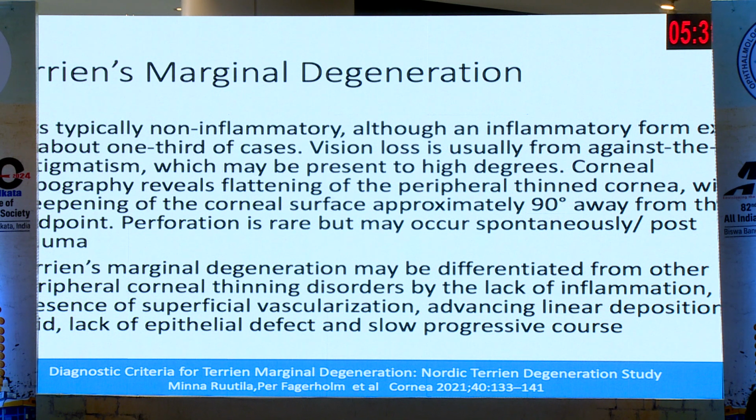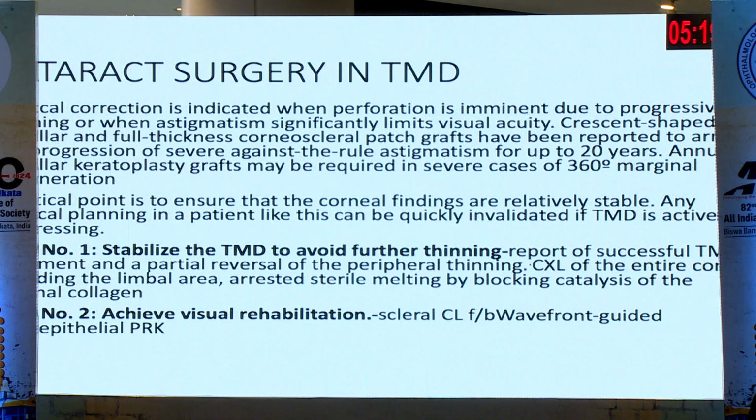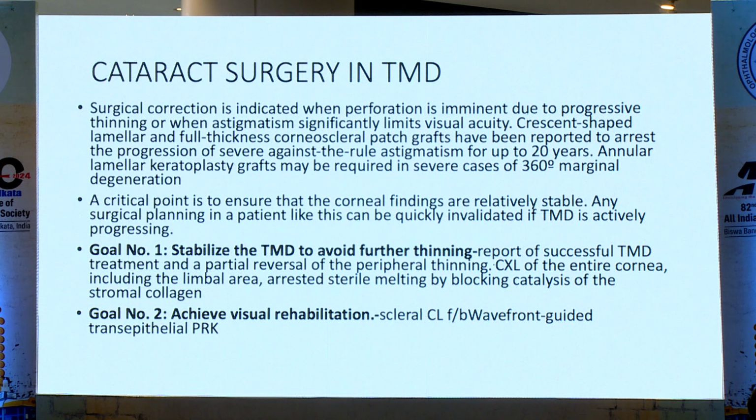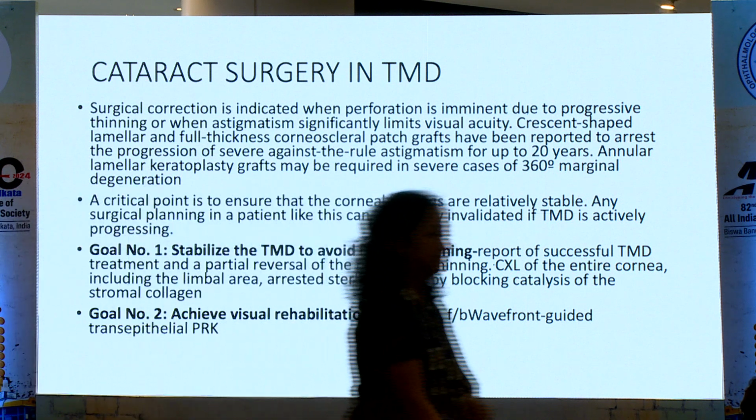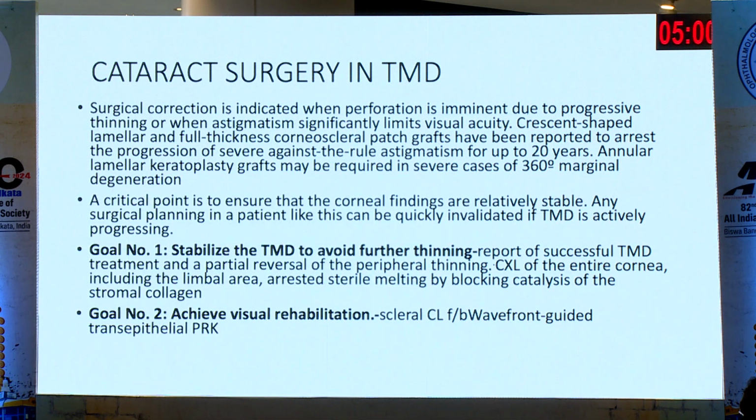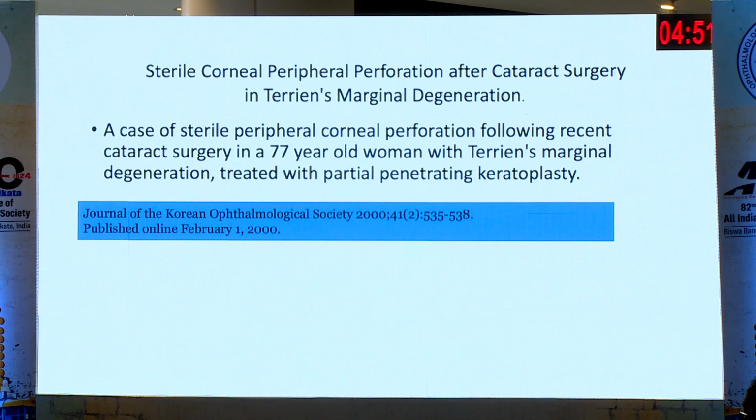The important point with Terrien's is that perforation can happen either spontaneously or post-trauma. So these patients have to be advised regarding protective eyewear. For cataract surgery in Terrien's marginal degeneration, first of all, you have to determine whether the degeneration is stable, because if you're hitting a moving target, with the degeneration progressing while you are doing the cataract surgery, that doesn't work. In fact, CXL, corneal cross-linking, has been described as a promising method to avoid keratoplasty and to preserve and restore corneal structure. You can achieve visual rehabilitation either by scleral contact lenses followed by a wavefront guided PRK.